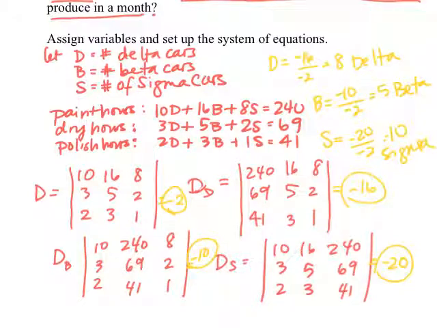And that's how many they can produce each month given their requirements on their factory line for painting, drying, and polishing. That's it for the lesson.